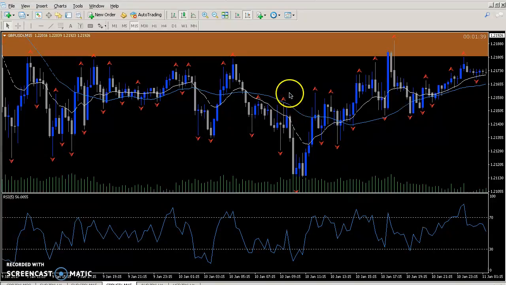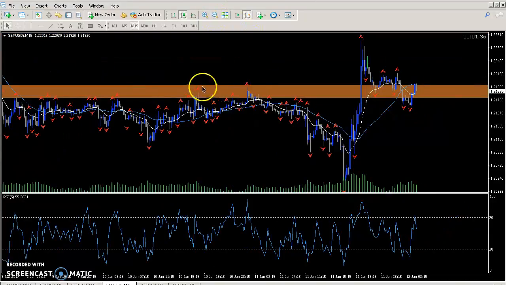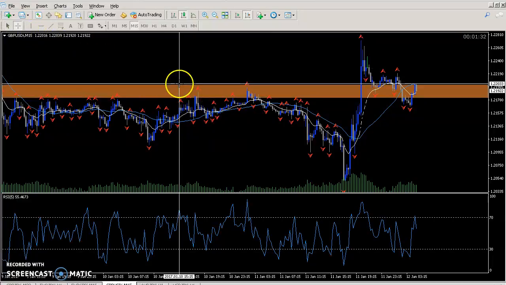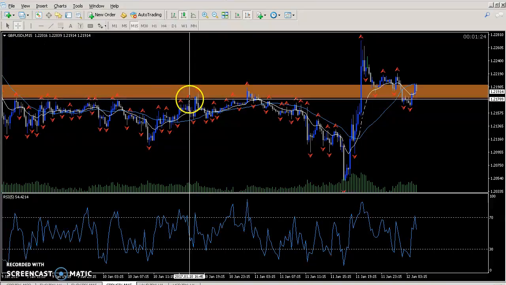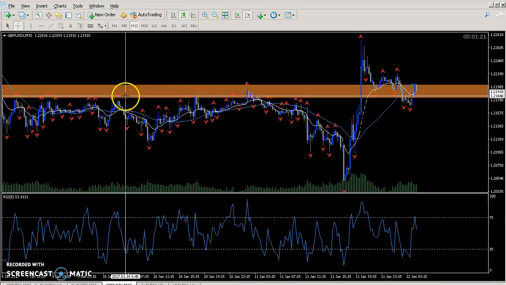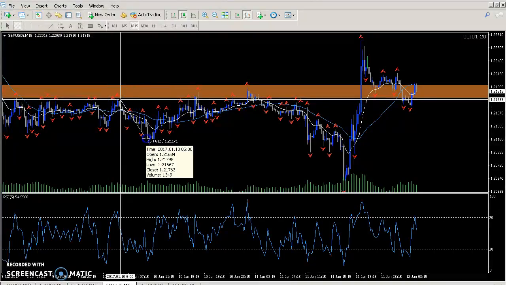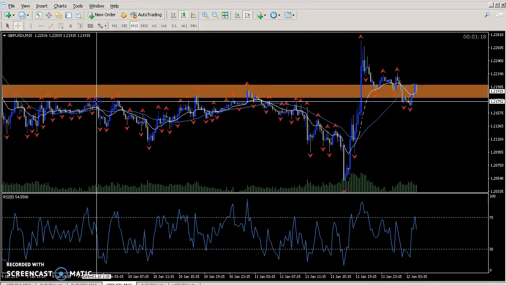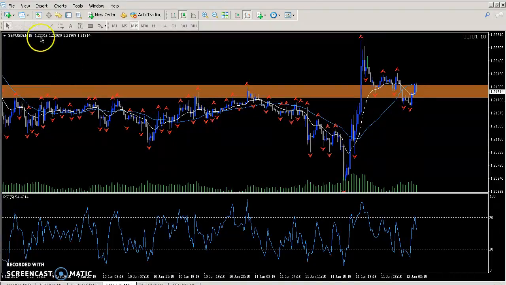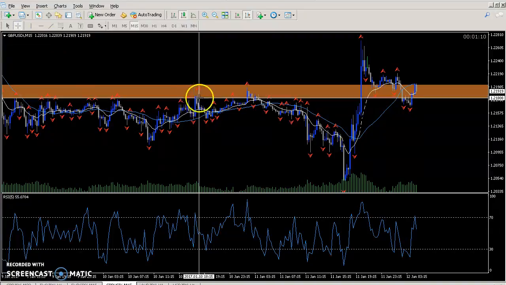60 pips right there. People would have said, "Oh, where would our stops be?" Stops would be right here on the other side of this zone. So what? I'm risking 22 pips to make 60. All these are like 2 to 1, 2 to 1, 3 to 1.